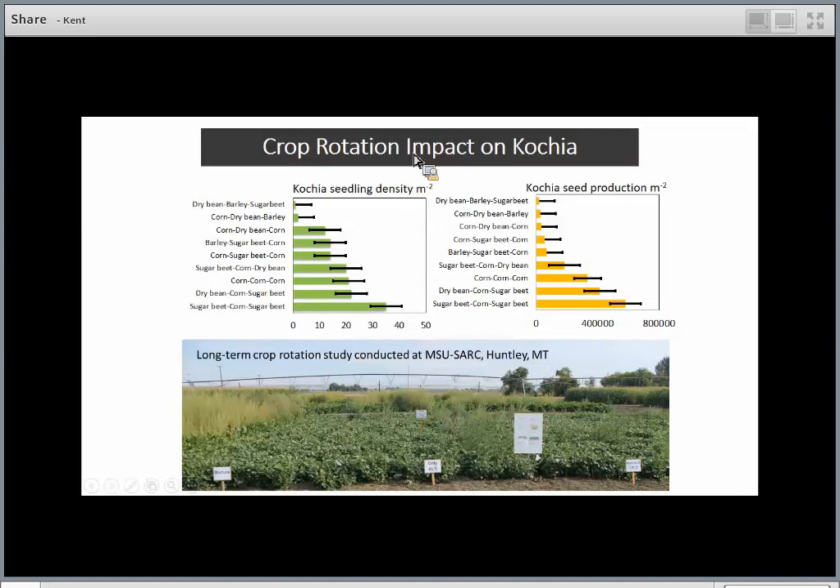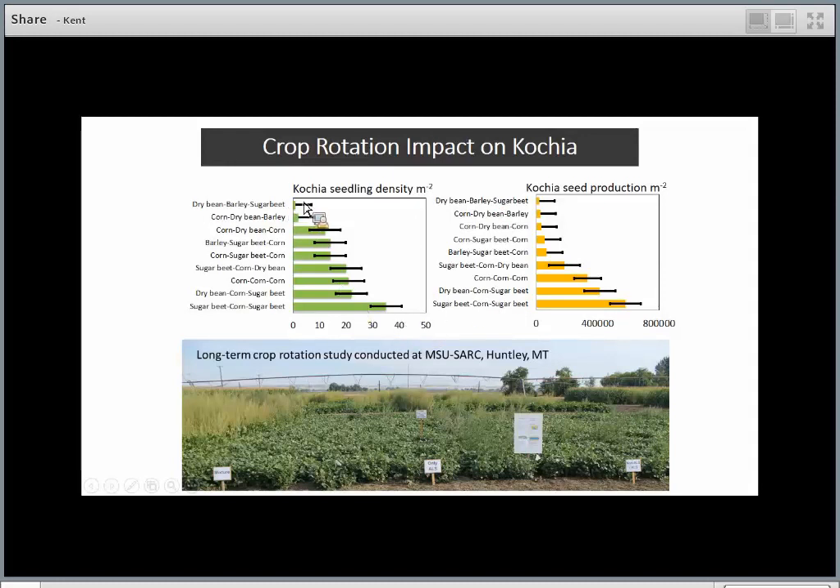And so that's really what the crop rotation impact is on kochia. When you have a very diverse rotation, a lot fewer kochia seedlings survive. These green bars are the average, and this little black bar is the standard deviation of the total counts, seedling density, and then seed production.